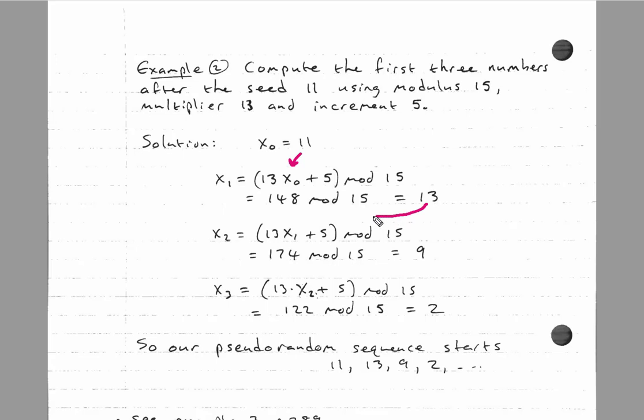Now this number goes into the formula. Multiply it by 13, add 5 to get 174, and that mod 15 is 9. You can check. So x sub 2 is 9, and then one more, x sub 3. Just repeat. We'll get 122 mod 15, which is 2.